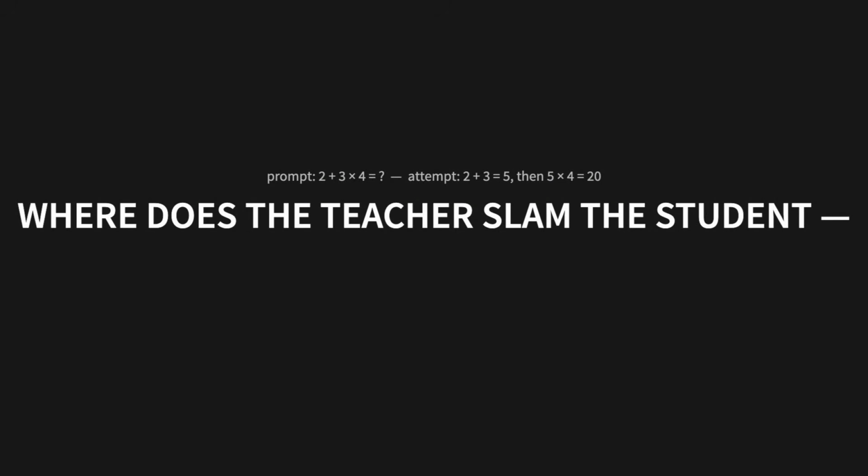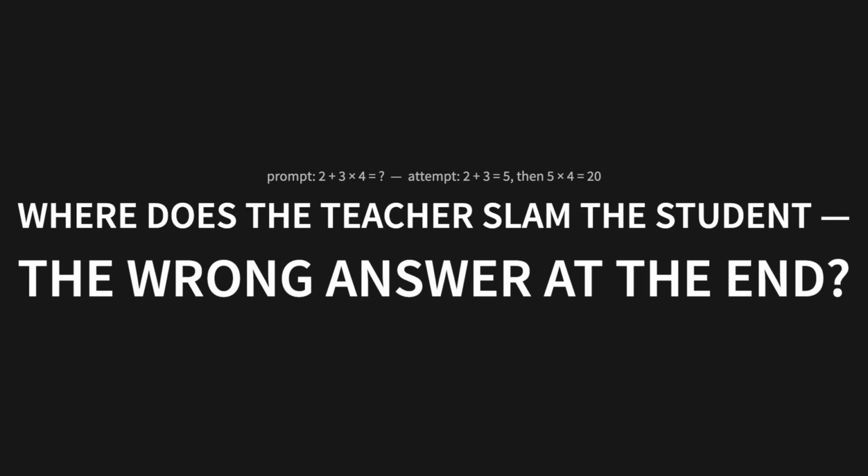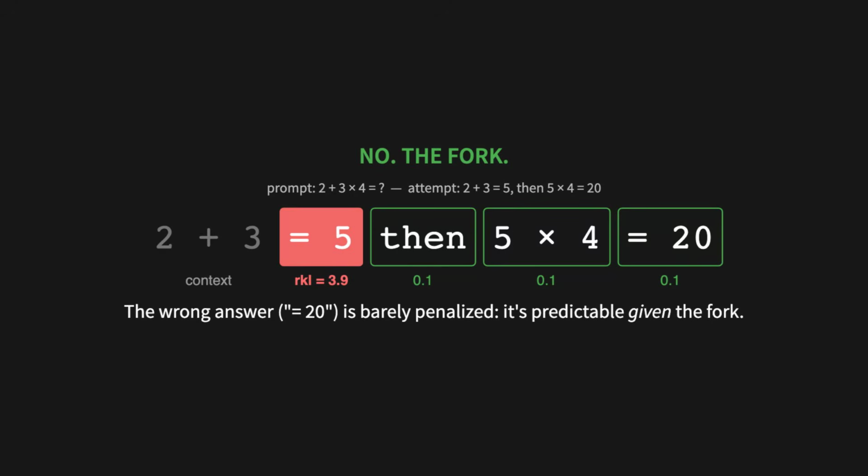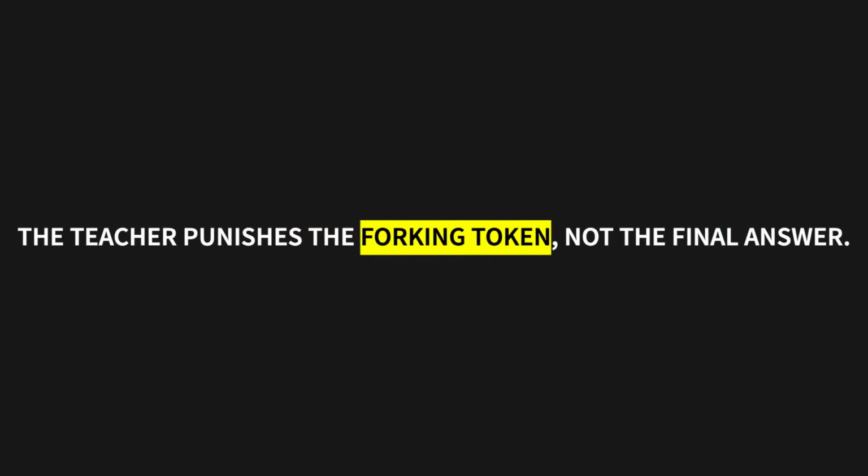Let's do a quick check. Where does the teacher slam the student? Is it the wrong answer at the end? No, the penalty lands right at the fork, on that single red token. The green outlines mean the teacher would have written those tokens too. Look at the equals 20. Its penalty is just 0.1, barely touched. And that makes sense. Given equals 5, then 5 times 4, 20 is correct arithmetic. The mistake happened earlier. The teacher punishes the forking token, not the final answer.